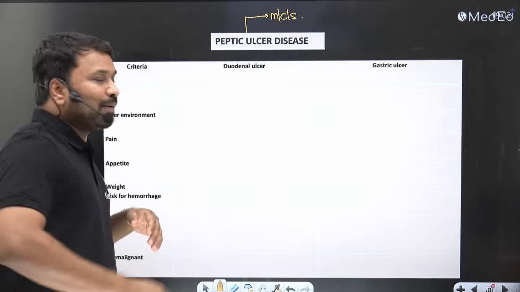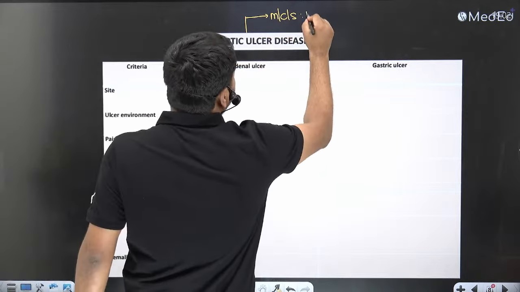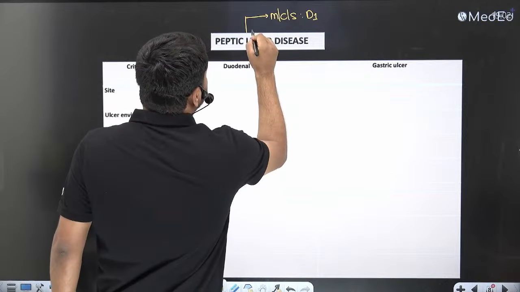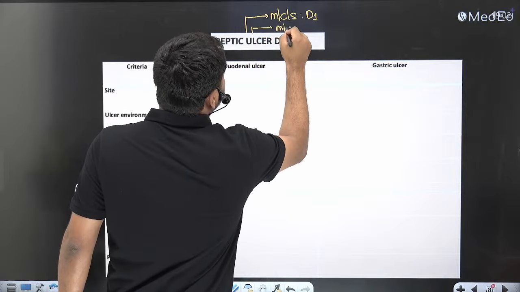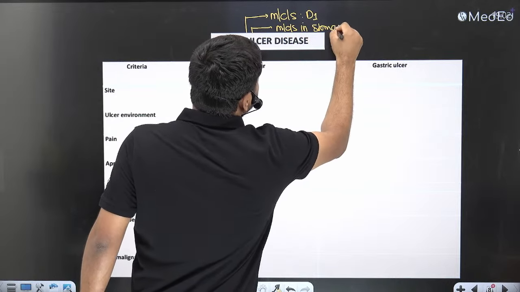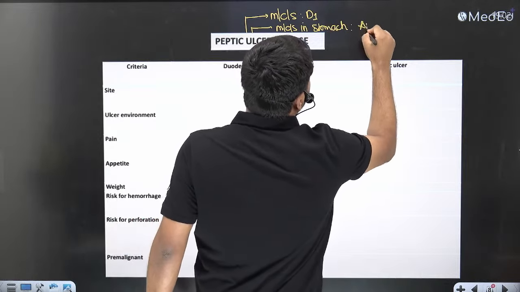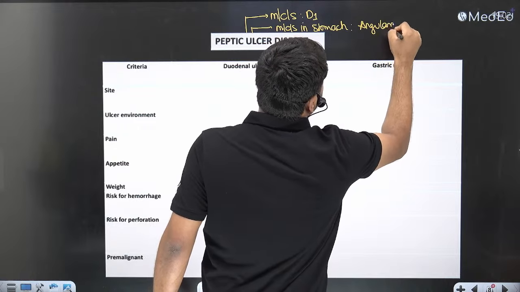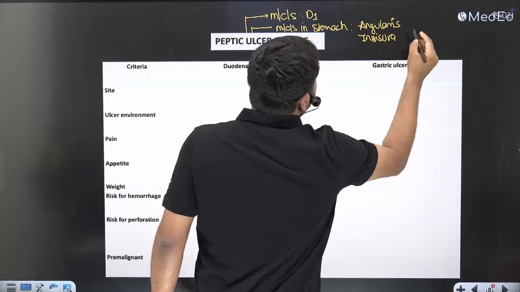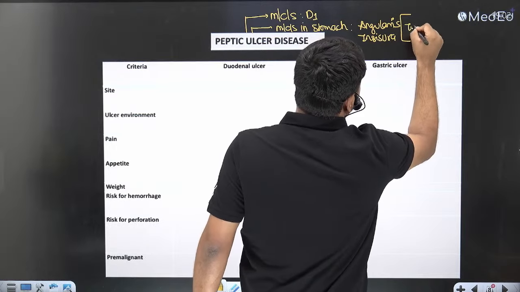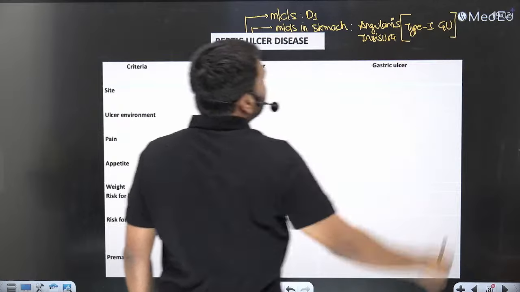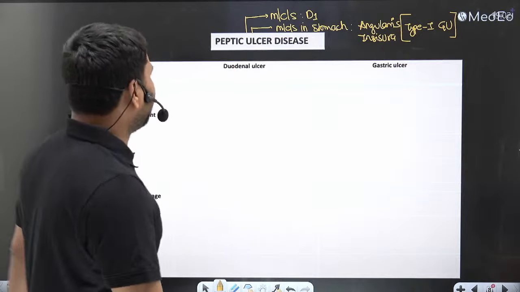Most common site for peptic ulcer disease overall is the first part of the duodenum, right? If I change the question, most common site of peptic ulcer disease in the stomach, the answer is going to be angularis incisura. According to the modified Johnson's classification, this is what we call the type 1 gastric ulcer. So overall, most common site will be your type 1 gastric ulcer.